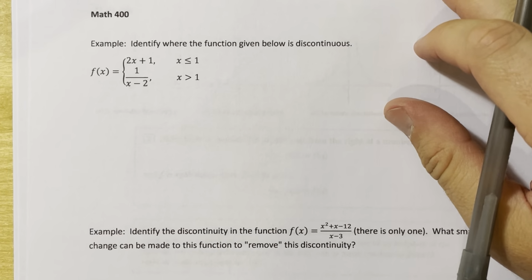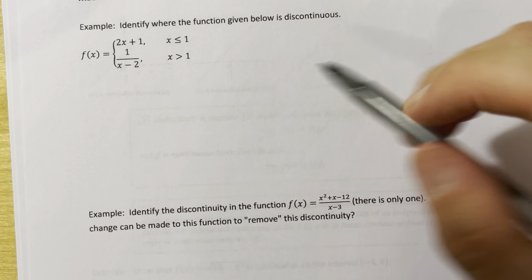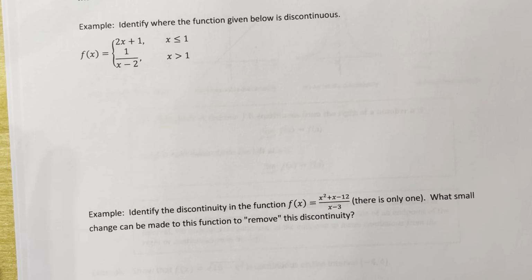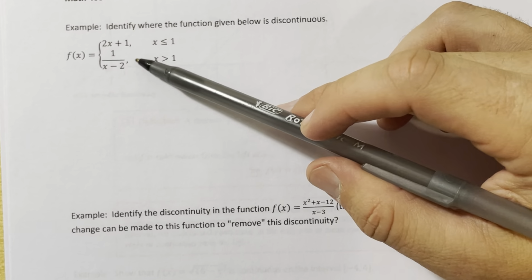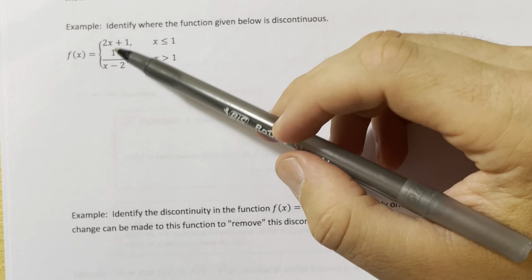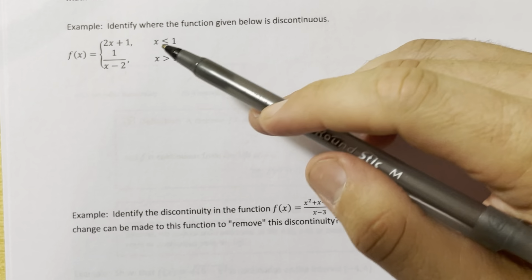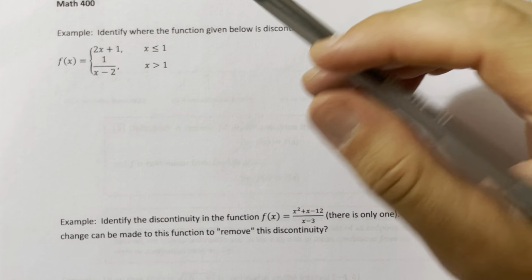So let's take another look at discontinuities. This time we're going to focus on something that we don't have a graph of. Okay? We want to identify where this function is discontinuous. So this is a piecewise function, and there are a couple of places where piecewise functions can experience discontinuities.